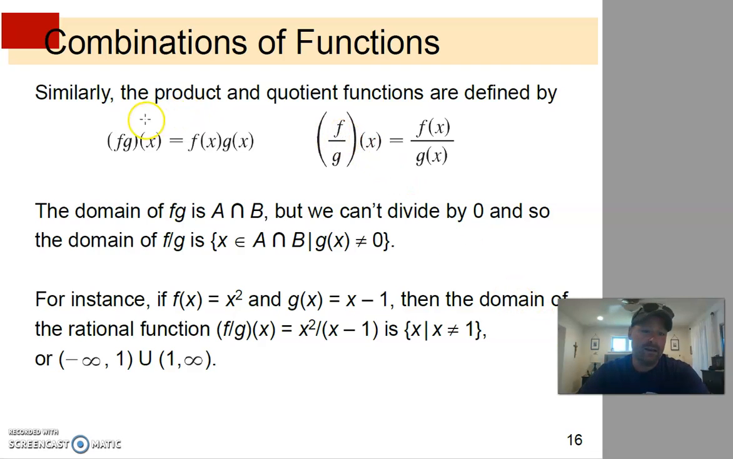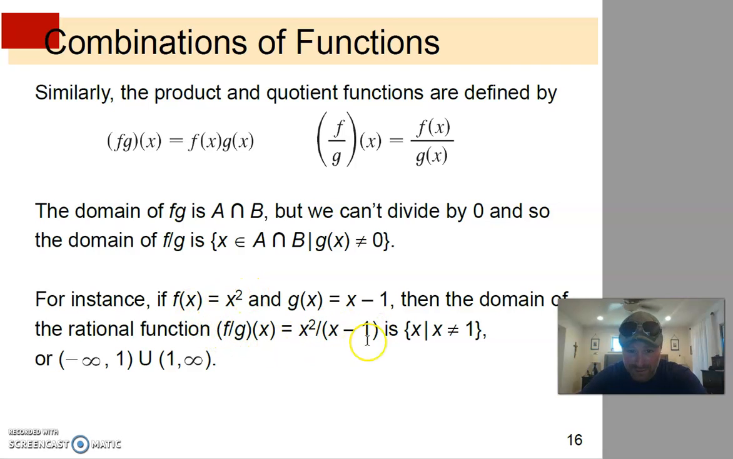Okay. This is just other functions, combinations of functions. We have f times g of x. We have f divided by g of x. And these domains change. Notice g of x can't be 0 here in this function, because if it was 0, then we would be undefined. We can't have that. f of x equals x squared, and g of x equals x minus 1.